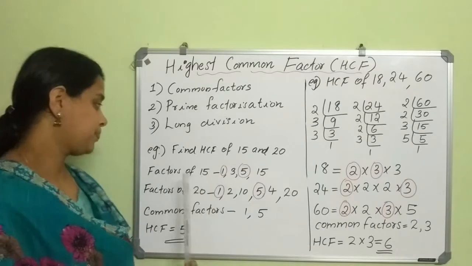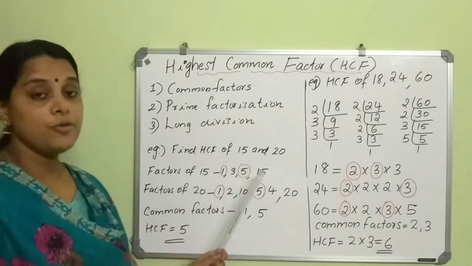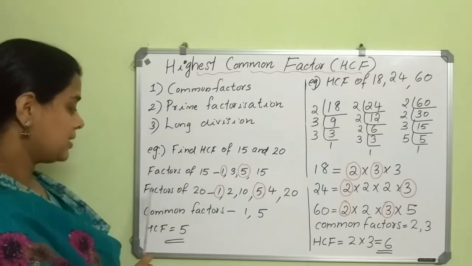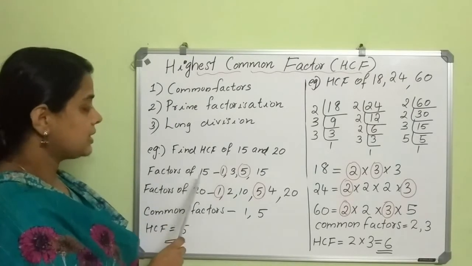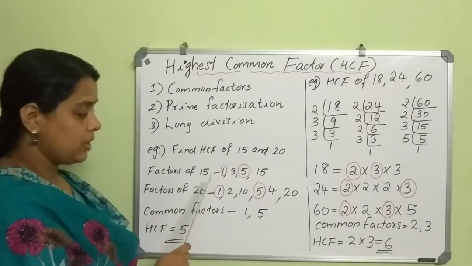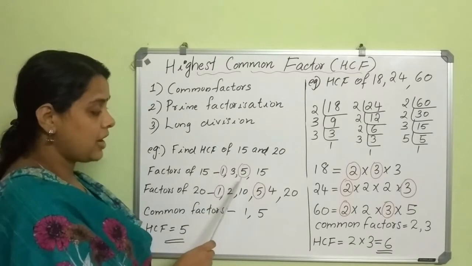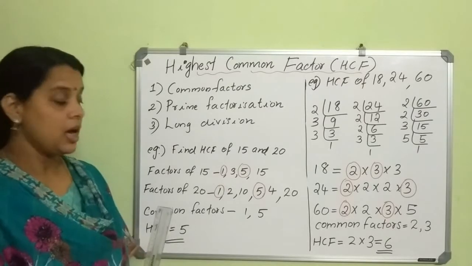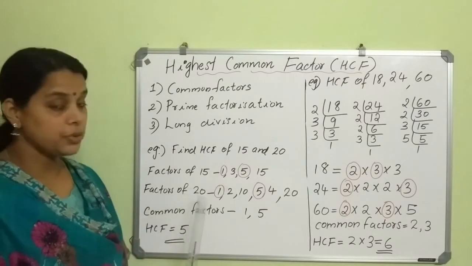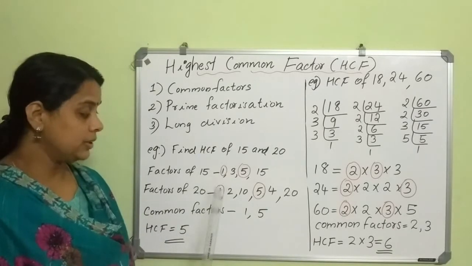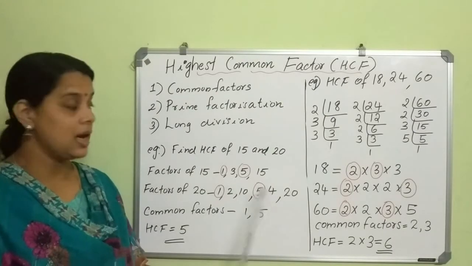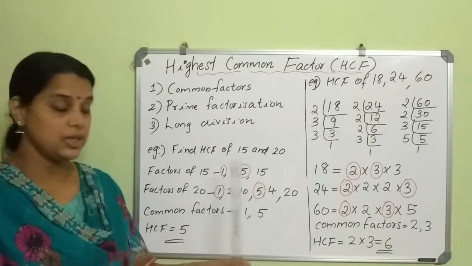First, find the HCF of 15 and 20. Using common factors, we have to write the factors of 15 first. We know 1, 3, 5, 15 are the factors of 15. Now we will write the factors of 20: 1, 2, 4, 5, 10 and 20 are the factors of 20.